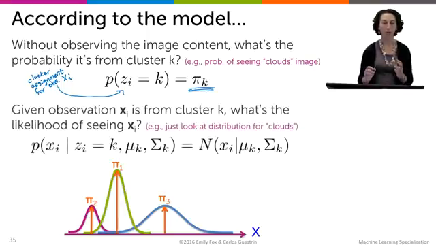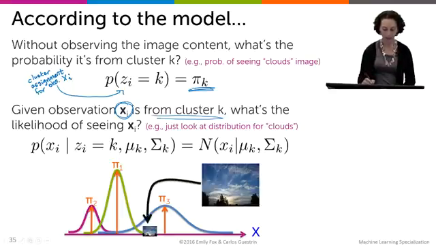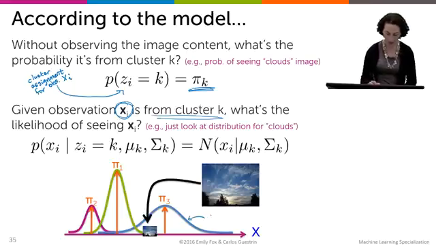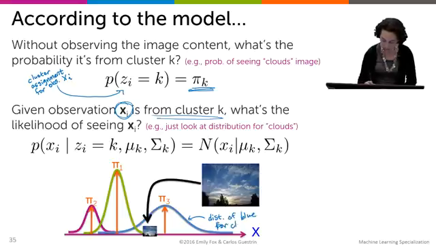Another question is, what if I know that an image comes from cluster k? Okay, so I'm going to fix that. I already know that it's a cloud's image. Now I can say, what's the likelihood of observing the RGB vector associated with this image, so xi, given that the image came from the kth cluster, this cluster of cloud images? And in this case, what we do is we simply go to this distribution of blue for cloud images.